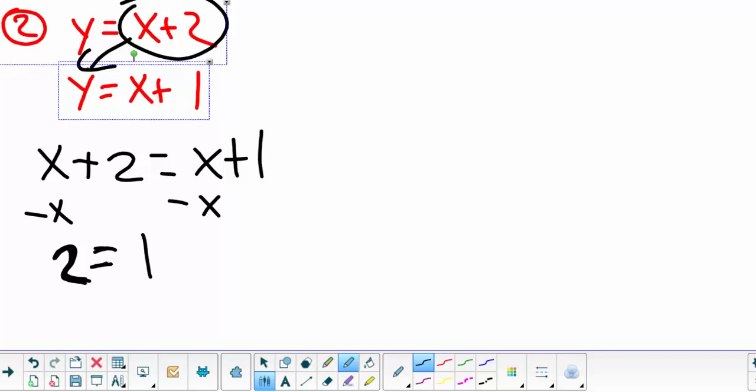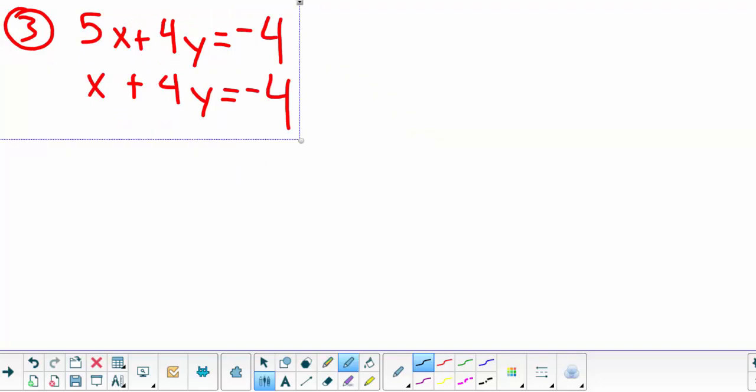Well, that's not a true statement, right? So what does that mean? Well, this means that there is no solution to this because the variable disappeared and we ended up with a false statement. Now, we could have caught this early on if we noticed that the slopes were the same. Both of them have slopes of 1 and a different y-intercept. That means they're parallel and will never intersect. So we could have saved ourselves some work.